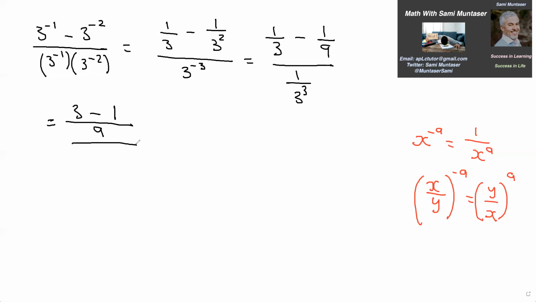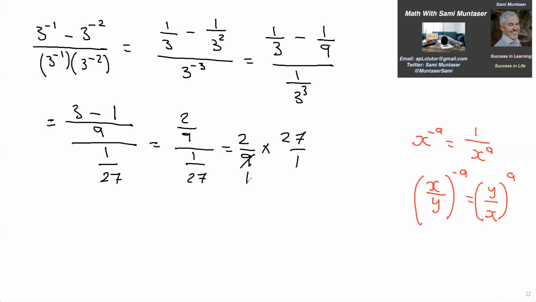And the bottom, just 1. And the 3 cubed, I'm just going to change that to 27. Here, 3 minus 1 is 2 over 9, divided by 1 over 27. You know, this is your main fraction, so that means division. And you could change division to multiplication by flipping the bottom. So that is going to become 27 over 1 if you wish.